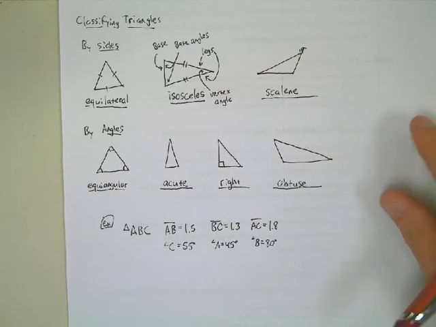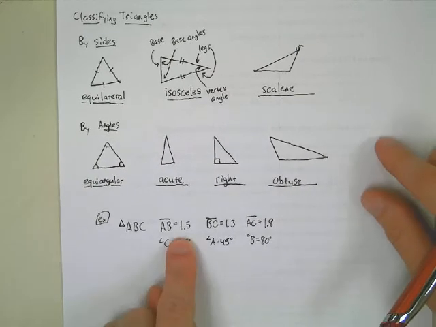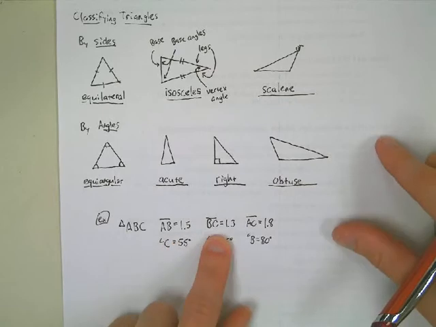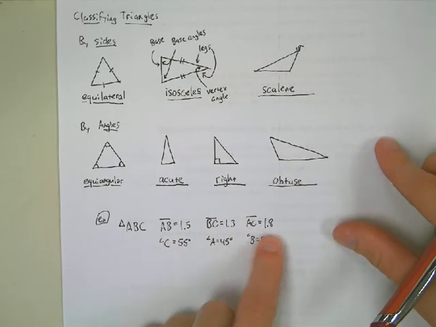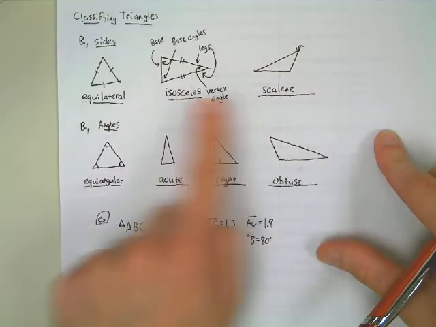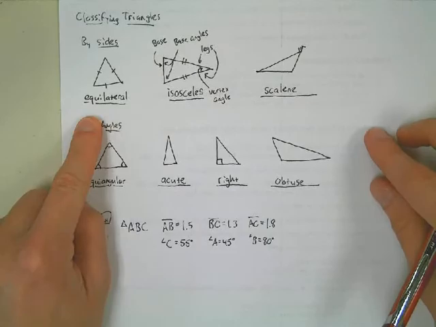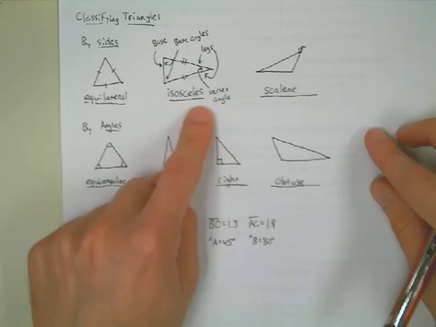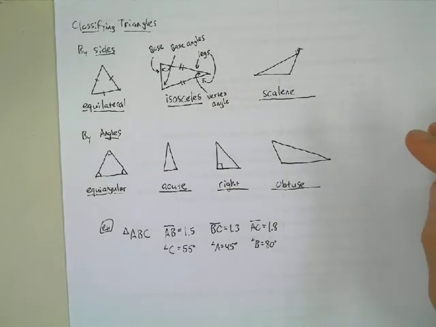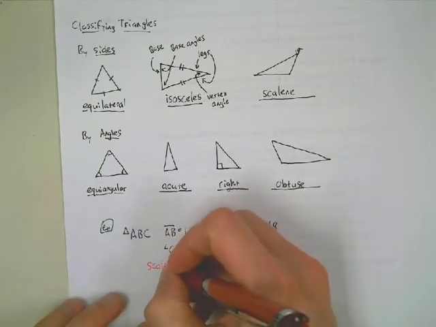Okay. So, let's take a look here. Gabe, AB has side length 1.5, BC has side length 1.3, and AC has side length 1.8. What of our three classifications, then, could we give this triangle? Is it equilateral? Are all the sides equal? No. Is it isosceles? Do we have two equal sides? No, so what's it got to be, then? Scalene. Scalene, exactly right. So this triangle is scalene.